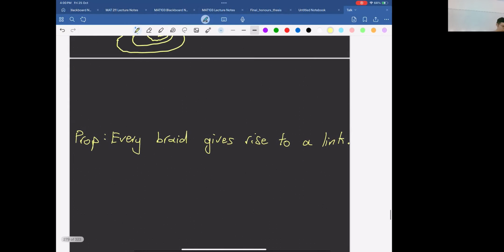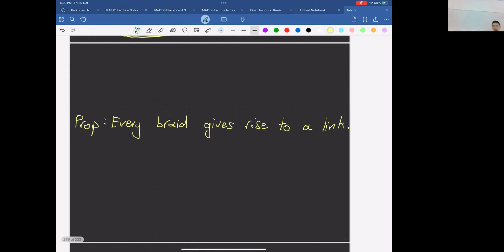Let's continue. What you can observe here is that every braid will give rise to a link, using this braid closure property. But you want to think about whether the converse is true. If I gave you a link, can you find a braid such that if you close it, it is the link?